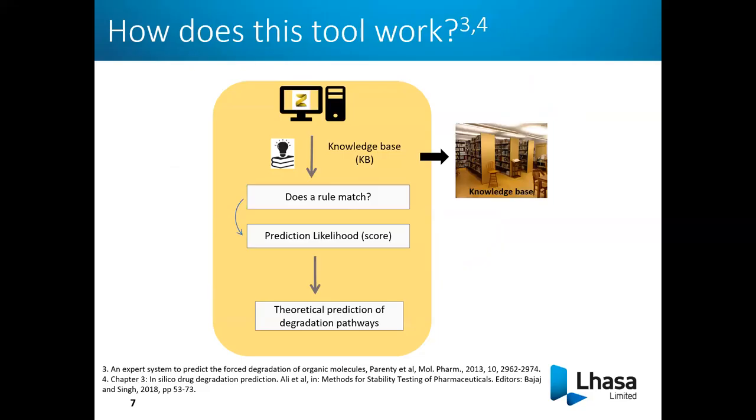So Zenith is a knowledge-based system, and its knowledge base can really be thought of as a library. That analogy works quite well in that it is full of books, except our books are chemical degradation rules. Zenith then uses this knowledge base, this library of chemical degradation rules, to match to a relevant fragment in a compound. If there's a match, then a likelihood score is calculated. So how likely that particular pathway might be to happen. And then the output of the system is a theoretical prediction of the degradation that's possible for that chemical structure.